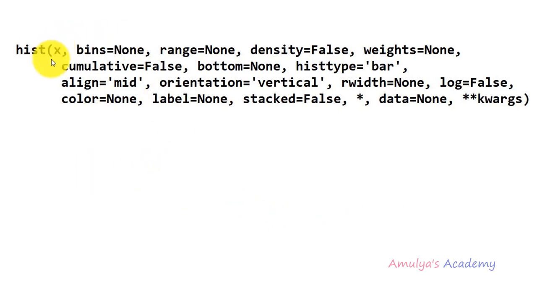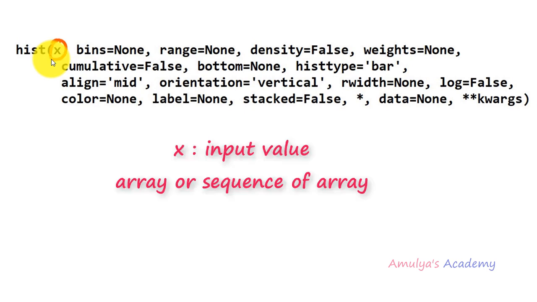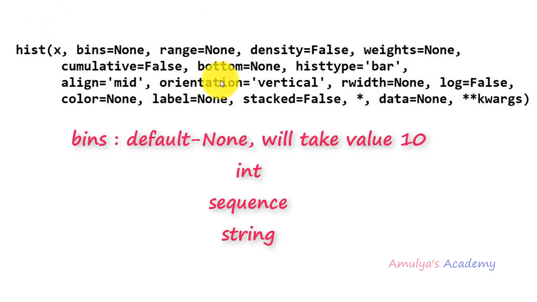The first parameter is x. x is nothing but the input value here. You can take an array or a sequence of arrays. In the age example, the ages of different persons are the x value, the input value. And here x is compulsory, all the rest of the parameters are optional because they have default values. If you don't use them, it will take the default value. But x is compulsory.